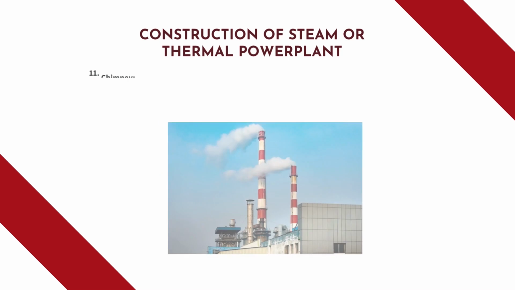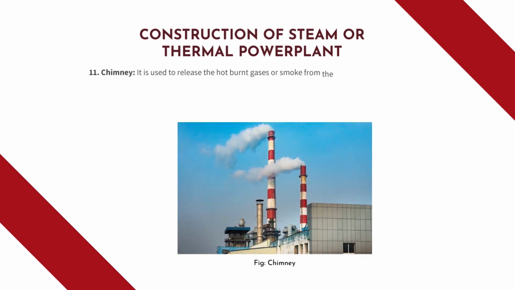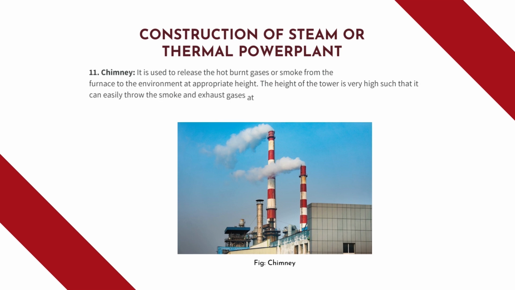Next component is the chimney. It is used to release the hot burnt gases or smoke from the furnace to the environment at the appropriate height. The height of the tower is very high, such that it can easily throw the smoke and exhaust gases at the atmosphere height, and it cannot affect the population living near the steam power plant.